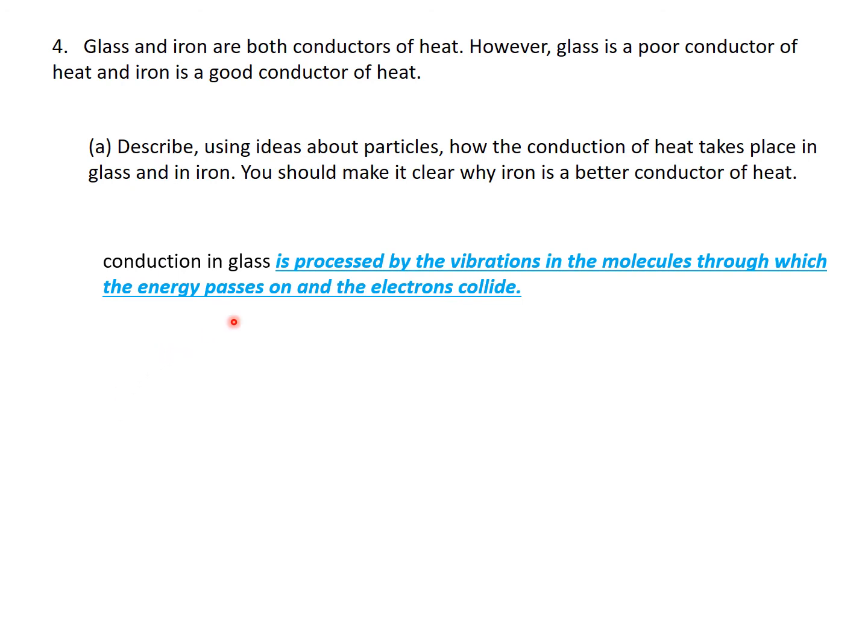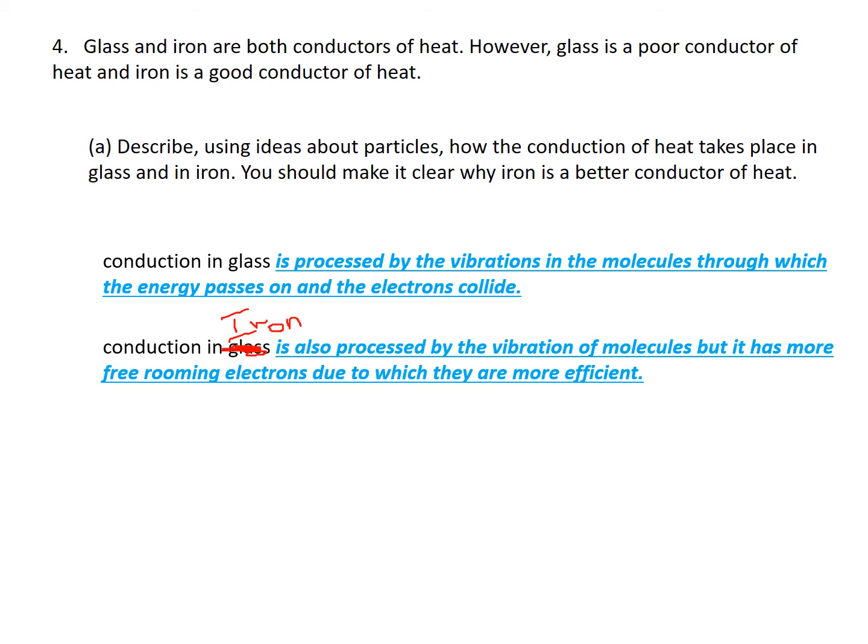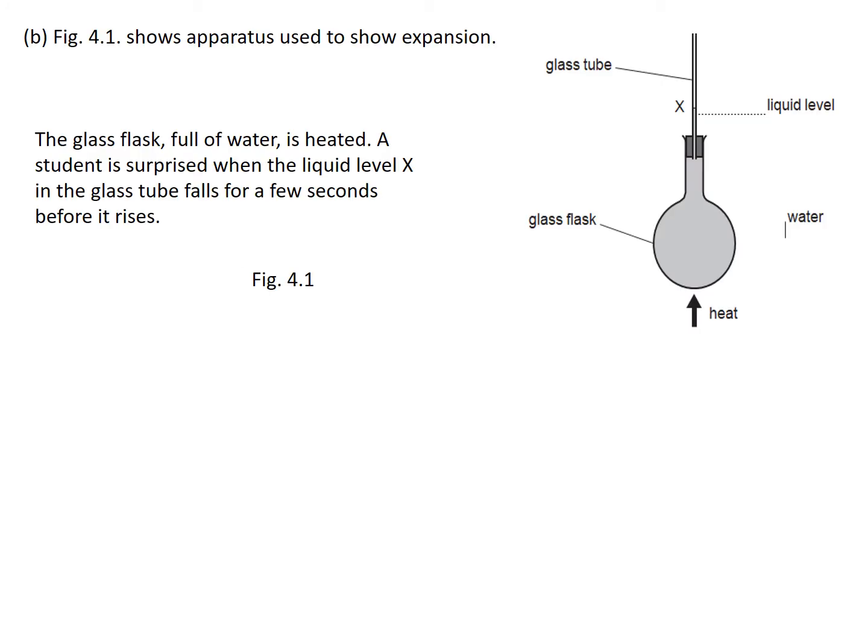Conduction in glass. Conduction in glass is a process by vibration in the molecules through which the energy passes on and the electrons collide. Conduction in iron. Conduction in iron is also the process by vibration of molecules, but it has more free moving electrons, due to which they are more efficient. Will be our answer.